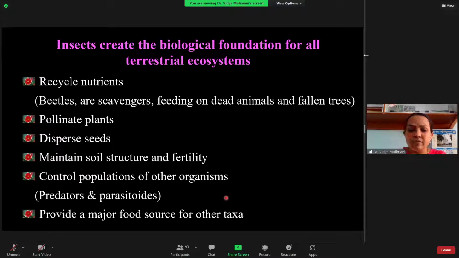So these all are some of the economic benefits that we are getting from the insects. Whatever I have talked about here, all are positive. As I told you, the negative part I'm not talking about.